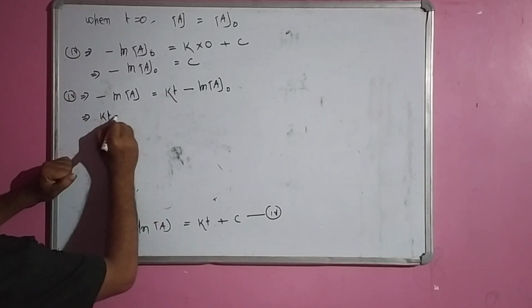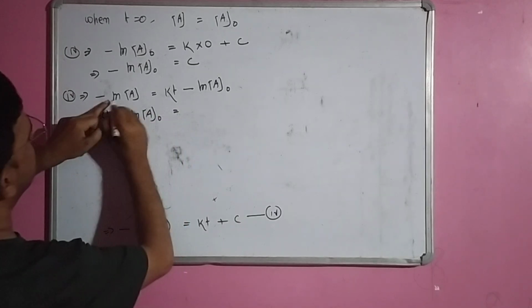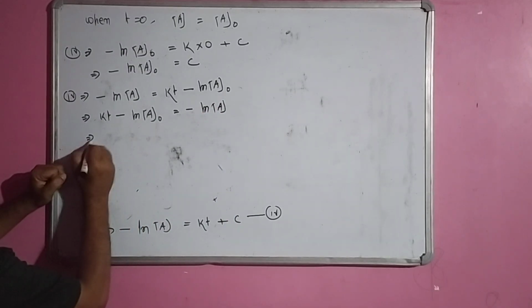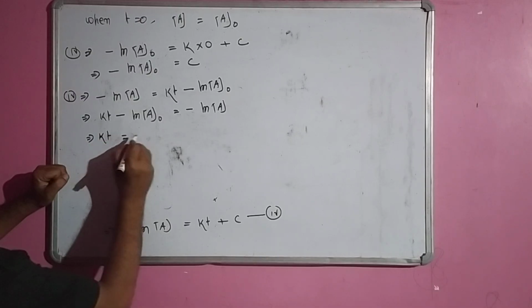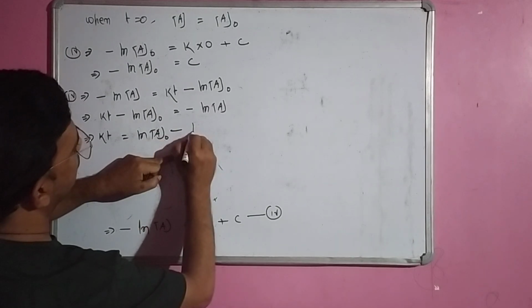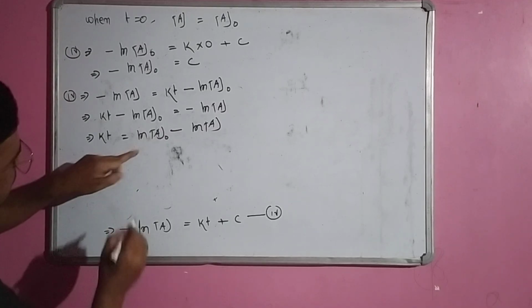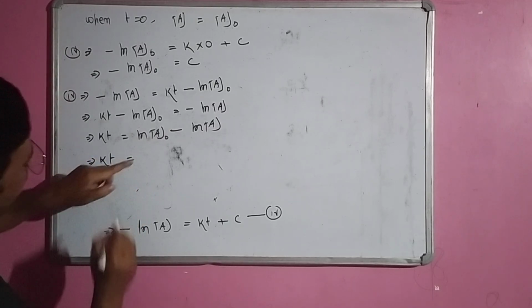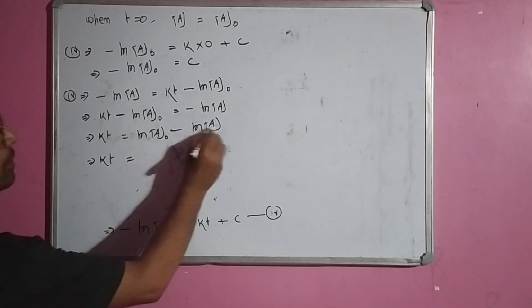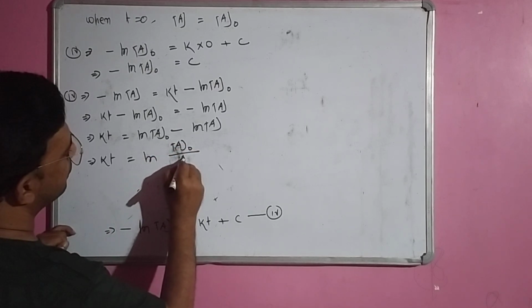Kt minus ln A naught is equal to minus ln concentration of reactant. Kt is equal to ln A naught minus ln A, that means ln A naught divided by A.